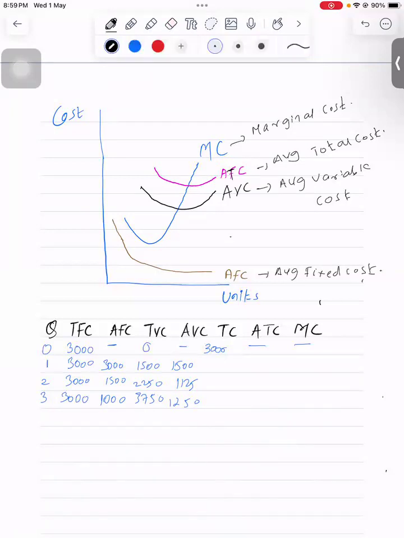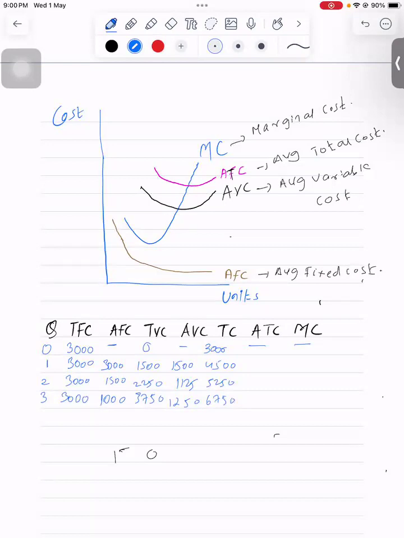Okay, let's calculate now total cost. How you will calculate total cost? Total fixed cost plus total variable cost. Okay, this will give you total cost. So at first unit, it will be 4500. At second unit, it will be 5250. At third unit, it will be 6750.